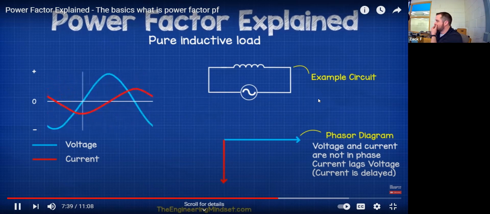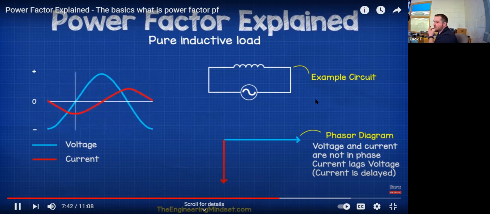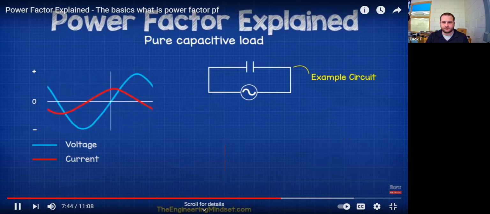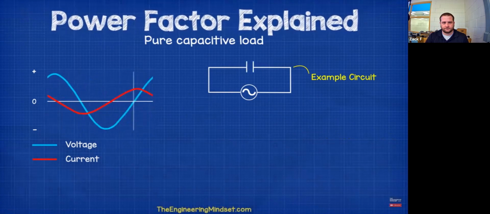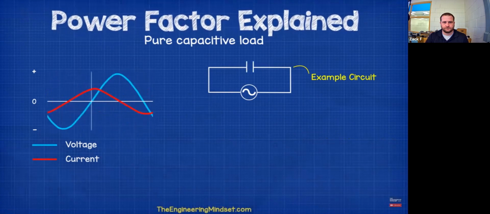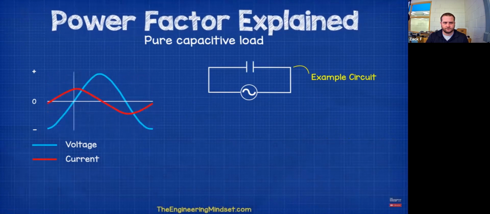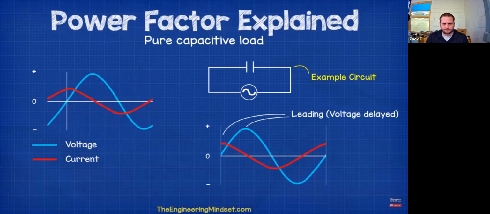The voltage line, meaning not all the electricity consumed is doing work. If we took a purely capacitive load, then the opposite happens to the inductive load. The voltage and current are out of phase, except this time the voltage is held back. This causes leading power factor.